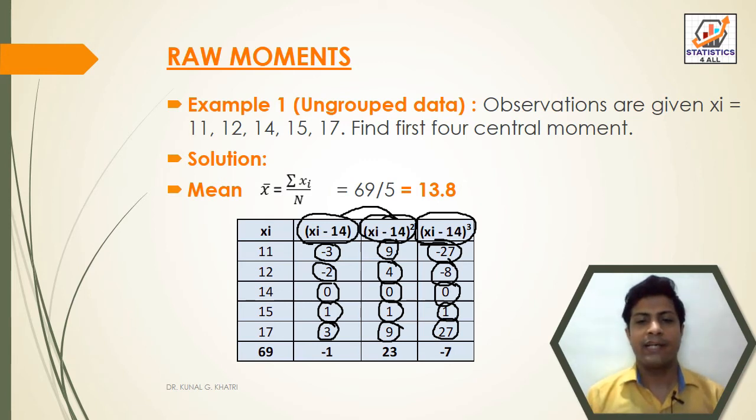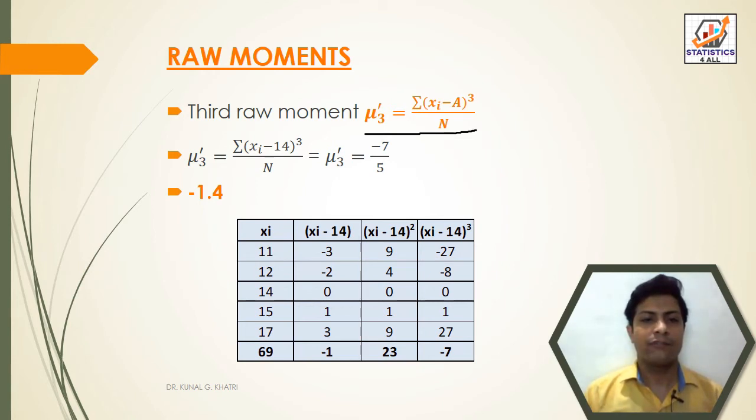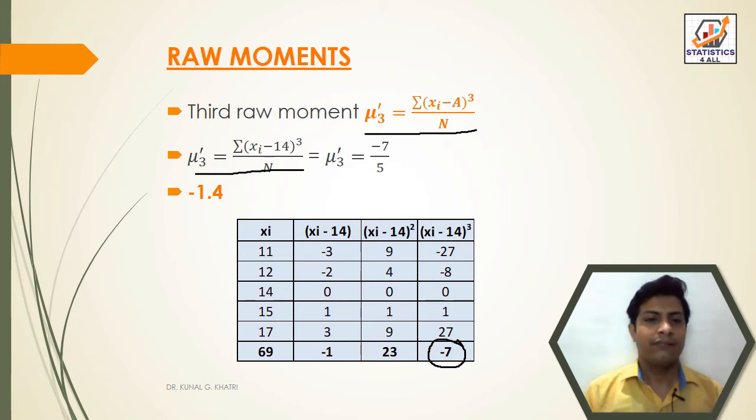Now we take the sum of xi minus 14 whole cube, we get the value minus 7. After finding this value, we put it in the formula of the third raw moment, that is mu3 dash is equal to sigma xi minus a whole cube divided by n, where a is equal to 14. So therefore mu3 dash is equal to sigma xi minus 14 whole cube divided by n. We get sigma xi minus 14 whole cube is equal to minus 7, and n is equal to 5. So minus 7 by 5, we get the answer minus 1.4.